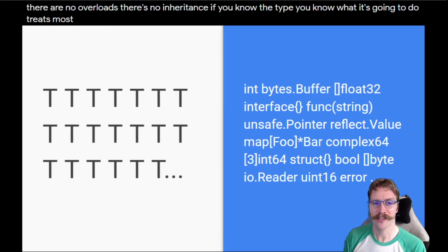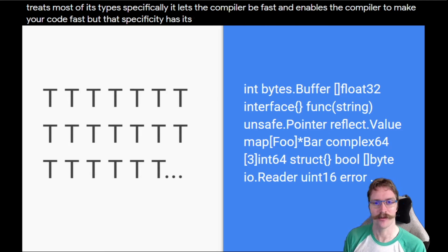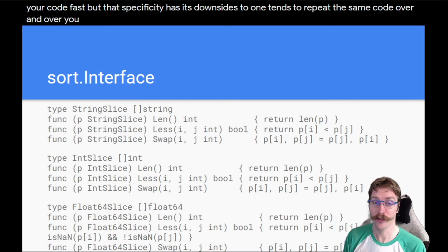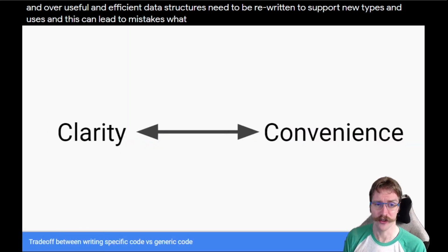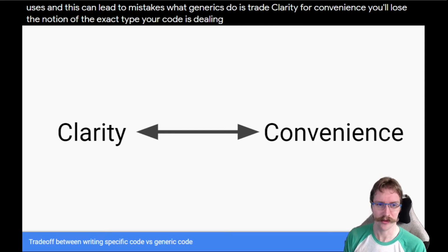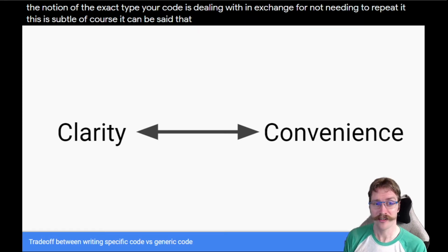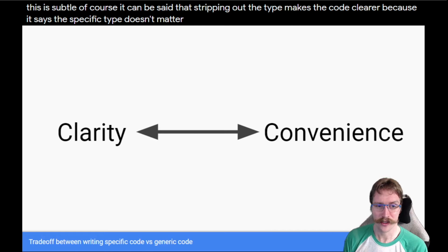Because Go treats most of its types specifically, it lets the compiler be fast, and enables the compiler to make your code fast. But that specificity has its downsides too. One tends to repeat the same code over and over. Useful and efficient data structures need to be rewritten to support new types and uses, and this can lead to mistakes. What generics do is trade clarity for convenience. You lose the notion of the exact type your code is dealing with, in exchange for not needing to repeat it. This is subtle, of course. It can be said that stripping out the type makes the code clearer, because it says the specific type doesn't matter. So the trade-off will vary.